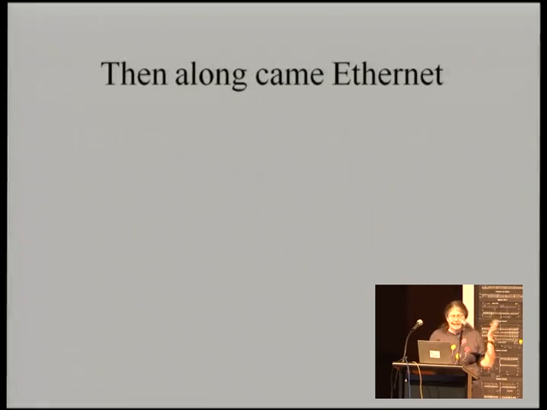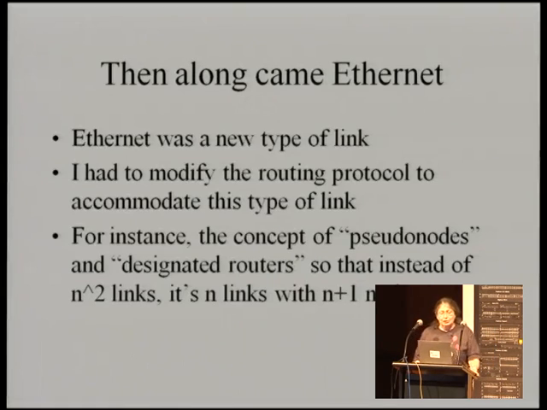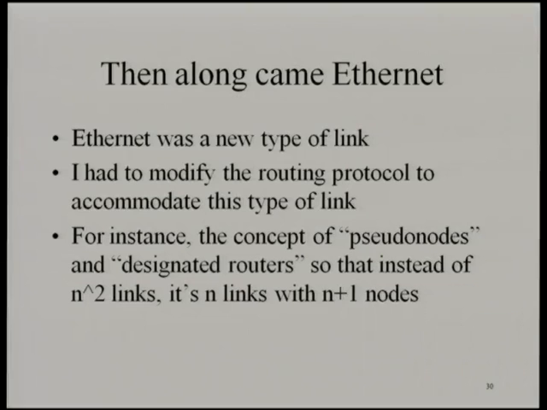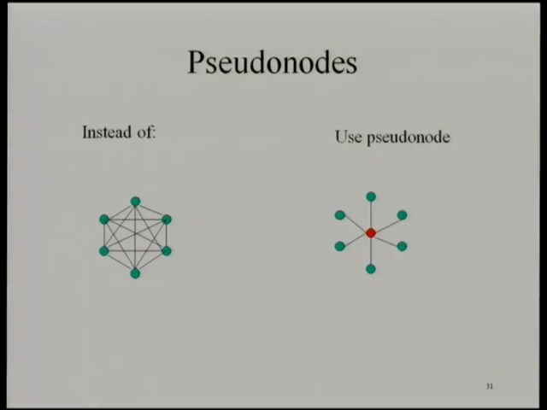Then along, as I said, came Ethernet. So Ethernet was a new type of link, and I said, oh my goodness, it's a new type of link. I was used to point-to-point links between 2 computers. Here's something where you have like 100 computers all interconnected. So there were little things that I had to do to the routing protocol to accommodate this new kind of link. An example of that was inventing the concept of pseudonodes, where if you have a link on the left here, can you see little arrows if I do that?